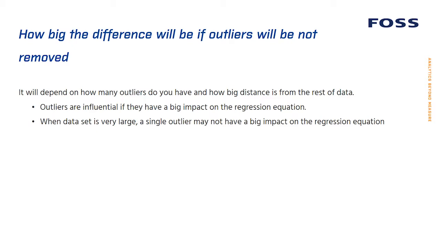How big will the difference be if outliers are not removed? It will depend on how many outliers you have and how big the distance is from the rest of the data. Outliers are influential if they have a big impact on the regression equation. When the data set is very large, a single outlier may not have a big impact on the regression equation.